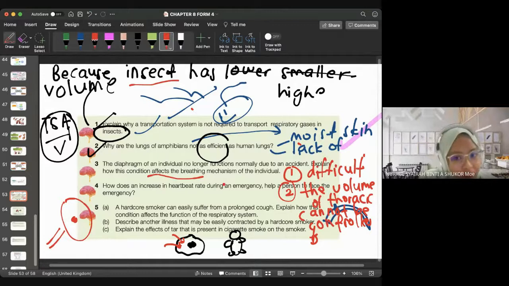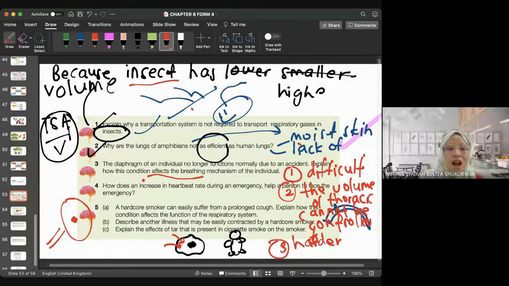Alright, itu markah kedua. So markah ketiga, it will be harder, alright, to push air outside from the lung and to allow air go into the lung during inhalation. Alright, itu jawapan dia. Sama je macam Faid cakap tadi, cuma like tulis dalam ayat. Better sikit lah tulis dalam ayat.